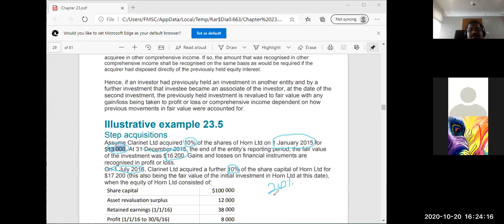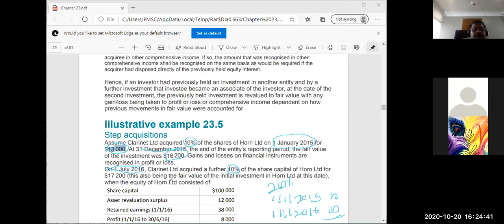But what is the step? First step, first 2015. That is the first step. What is the second step? Again 2016, not the 15. 10% and another 10%. Altogether 20%.